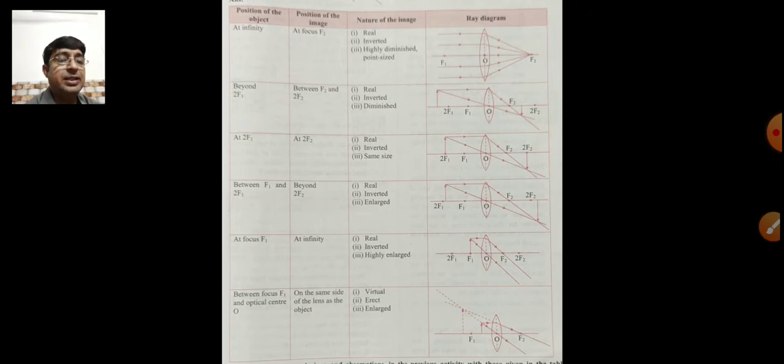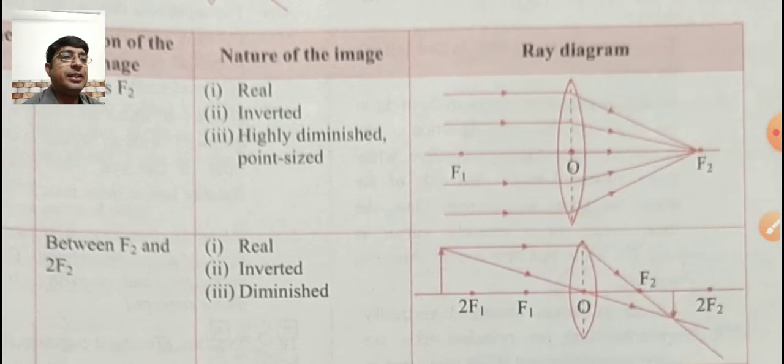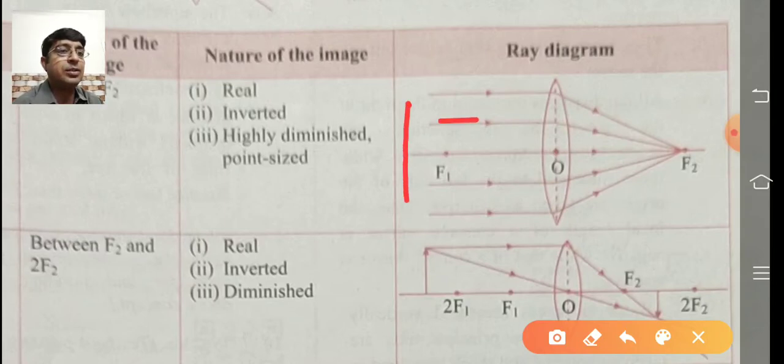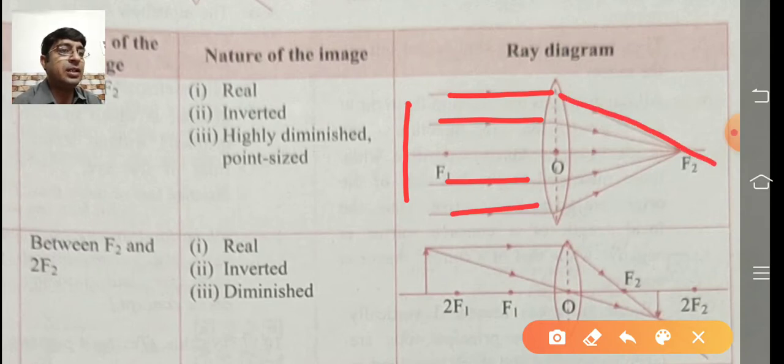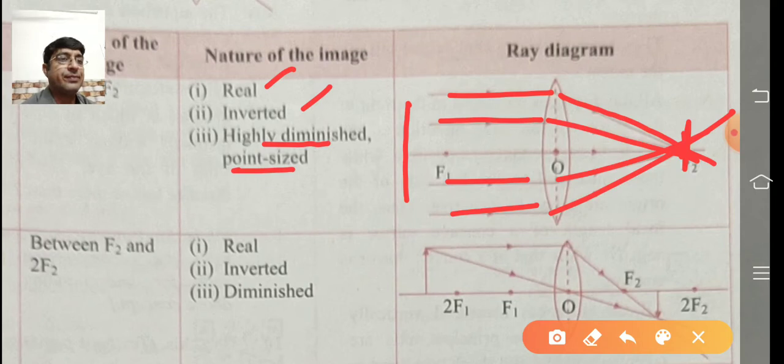So you do the proper practice of all these. Now see the first one. What is the first given? When the object is at infinity, all incident rays are parallel to the principal axis. After refraction, they appear to meet at a single point. So our image is formed at a single point. The refracted rays converge to each other. That's why the nature of the image is real and inverted, and the size of the image is highly diminished. Diminished means very small in size, like a point size.